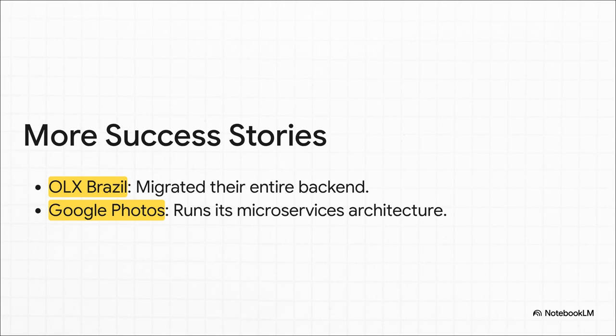And it's not just Twitch. OLX Brazil, a massive online marketplace, moved their whole backend over to Cloud Run. Even Google itself trusts it for huge products like Google Photos, which uses it to run its complex microservices. So this shows just how flexible it is for all kinds of different apps.